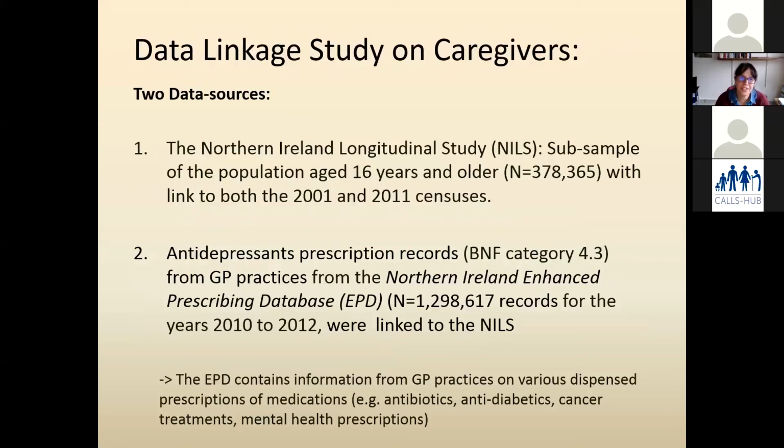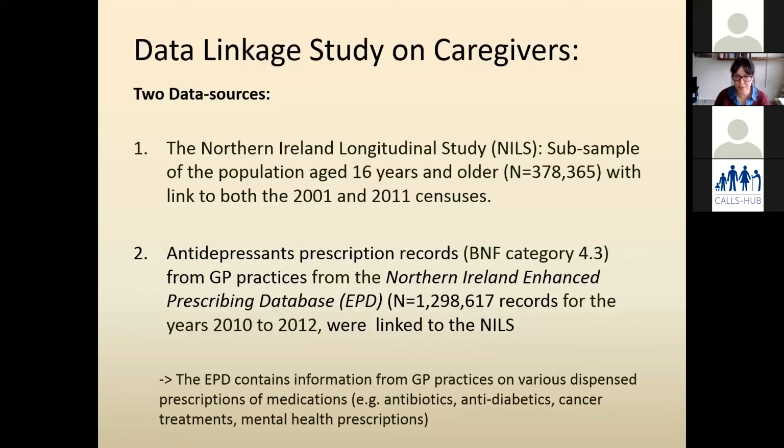Our data linkage studies linked two data sources, the Northern Ireland Longitudinal Study, and we used a subsample of the population aged 16 years and older, which gives us a sample size of 378,365 individuals who had a link to both the 2001 and 2011 censuses. We wanted an adult population, so we chose 16 years and older. And we linked to antidepressant prescription records.